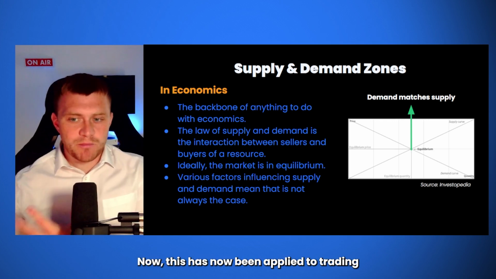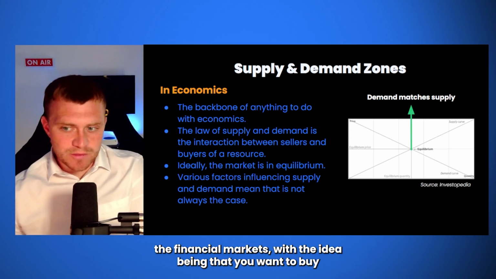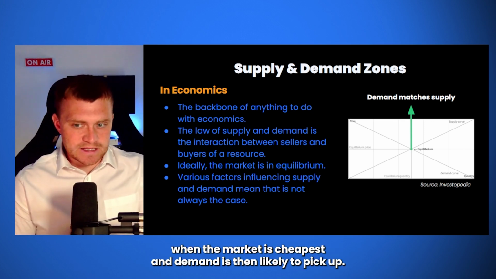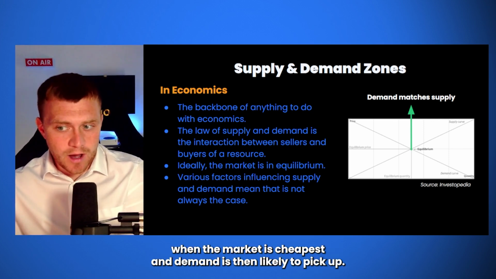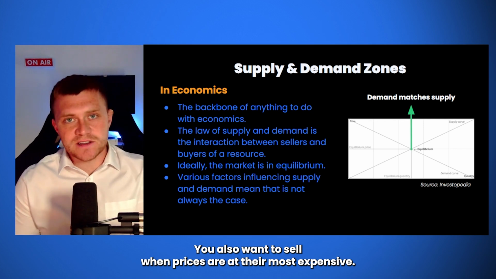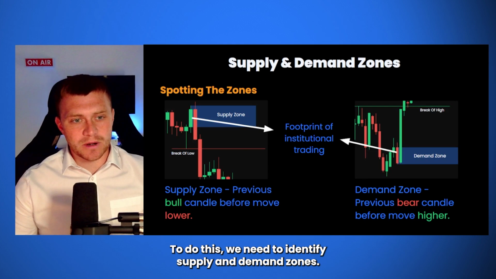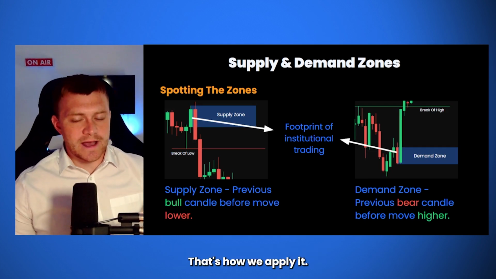Now, this has been applied to trading the financial markets, with the idea being that you want to buy when the market's at its cheapest and demand is then likely to pick up. And you also want to sell when prices are at their most expensive. To do this, we need to identify supply and demand zones. That's how we apply it.